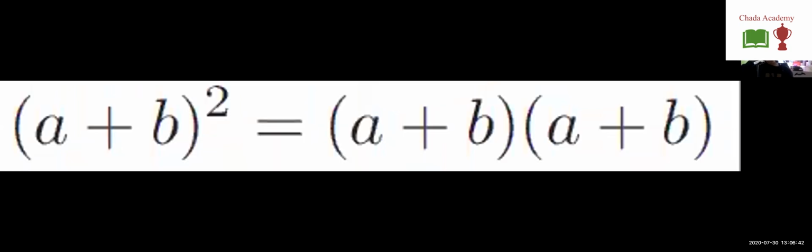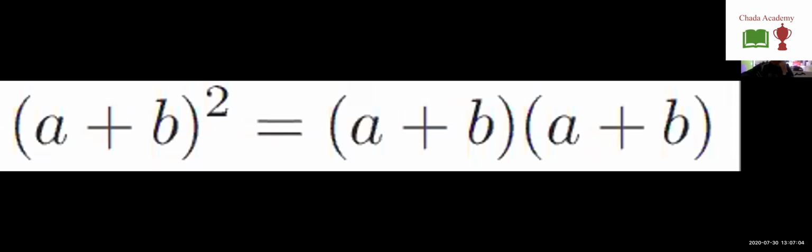Something power 2: if you have x power 2, it's equal to x times x, right? So (a plus b) power 2 is equal to (a plus b) times (a plus b). You're multiplying it by itself, right? We write it 2 times. If we don't put the sign of times, it means times.